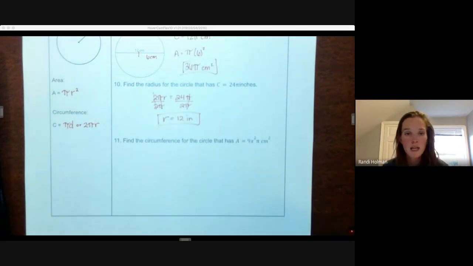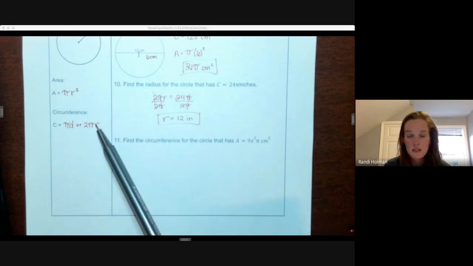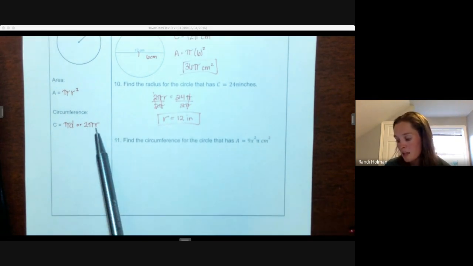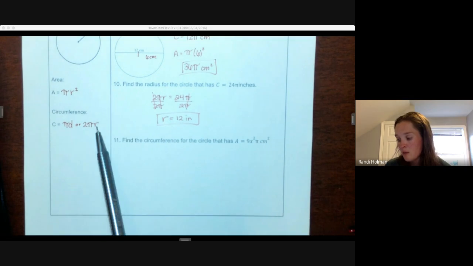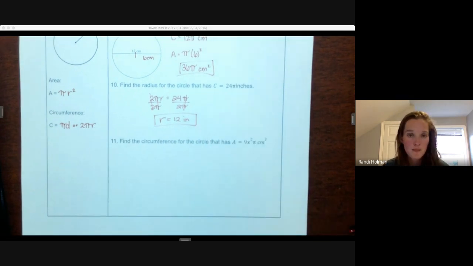And if you worked back into finding your circumference, you should get the same answer. 2 pi times 12, 2 times 12 is 24. We get 24 pi inches.